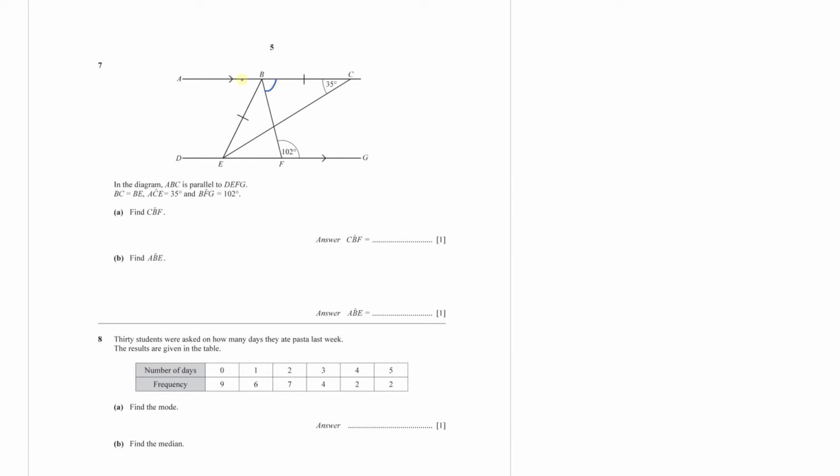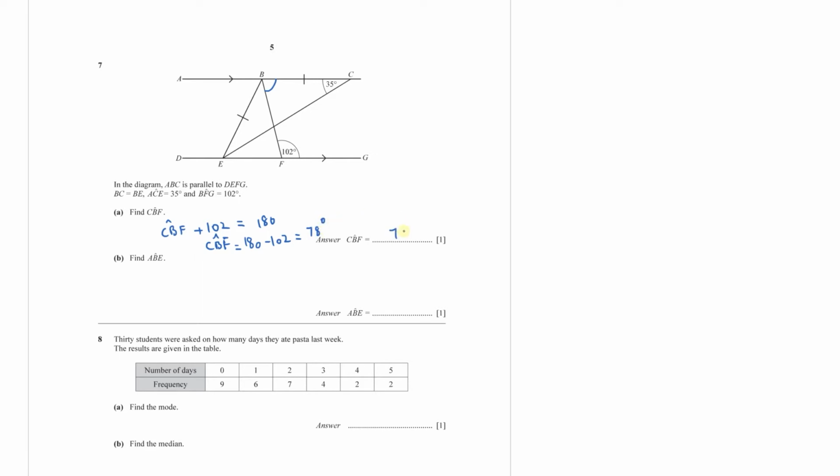And since these lines ABC and DEFG are parallel, and I know this is 102 degrees, this is a line intersecting these two parallel lines. So I can use the property that the sum of interior angles of parallel lines is 180. So CBF plus 102 should be equal to 180. And this gives me CBF equals 180 minus 102, which is equal to 78 degrees.